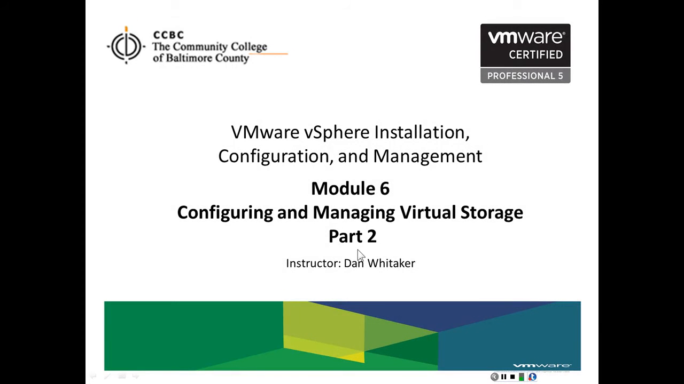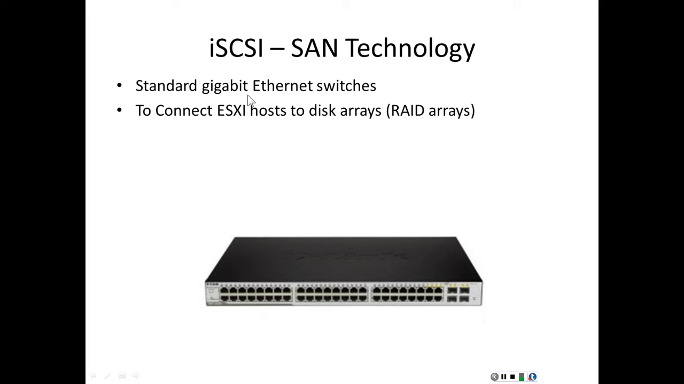Let's get started on part 2 of module 6, and we are on lesson 2, configuring iSCSI. As you know, iSCSI is a SAN technology, and when we say a SAN technology, we mean the hardware which is used to connect ESXi hosts to disk arrays. So iSCSI uses standard gigabit Ethernet switches to connect ESXi hosts to disk arrays.